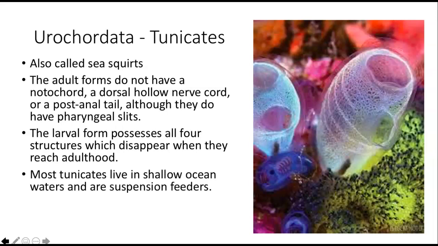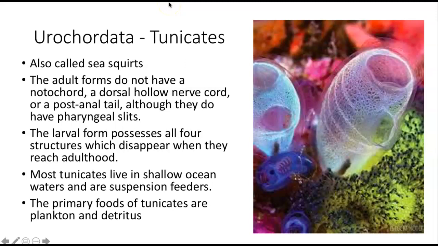Most tunicates live in the shallow ocean waters and are suspension feeders, and that just means they eat what's suspended within the water. The primary food of those tunicates are plankton and detritus. Detritus is just stuff that's sort of organic and floating or living or just dying on the ground.